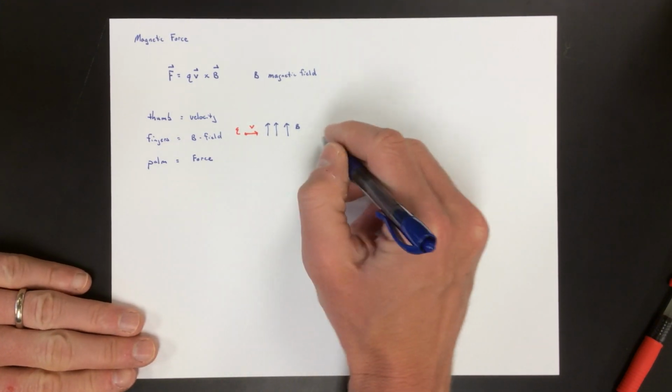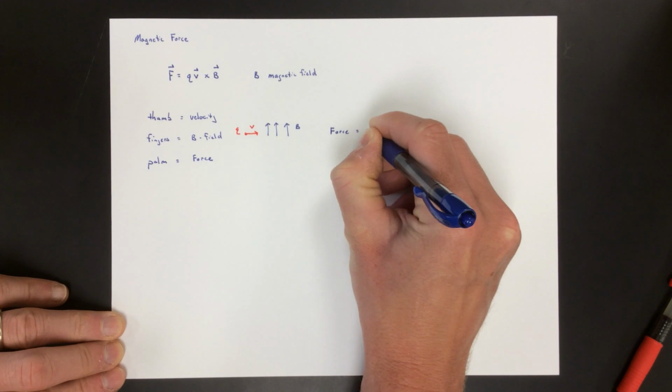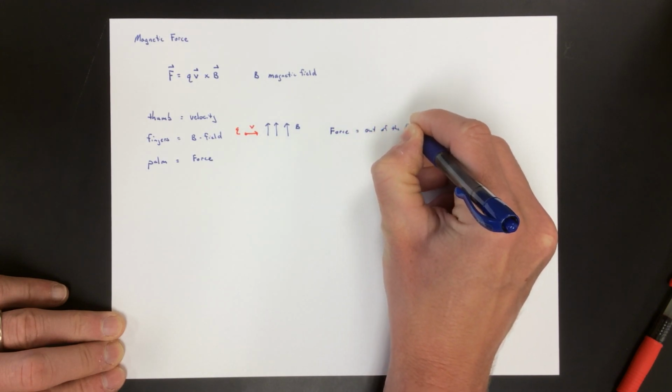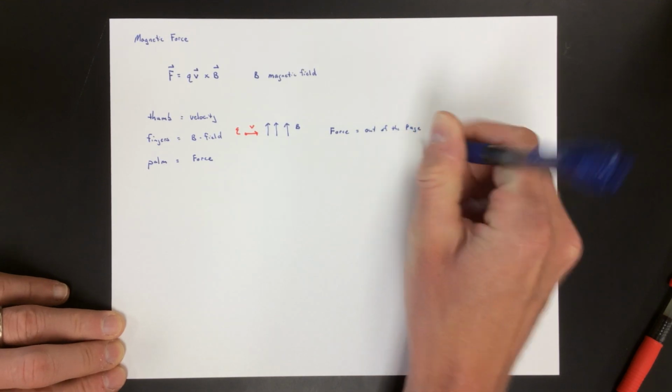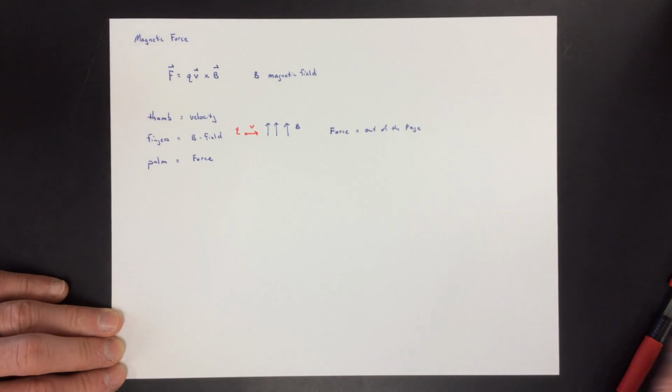So the force of this thing would be out of the page. So in this scenario, the magnetic force would be out of the page. The magnetic force would be towards you guys. Okay, let's do a different scenario.